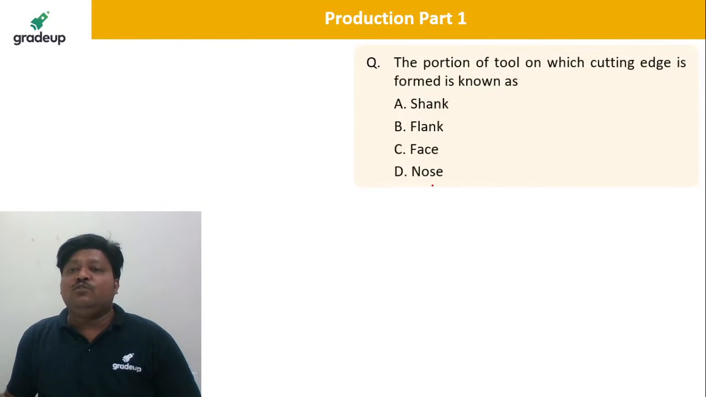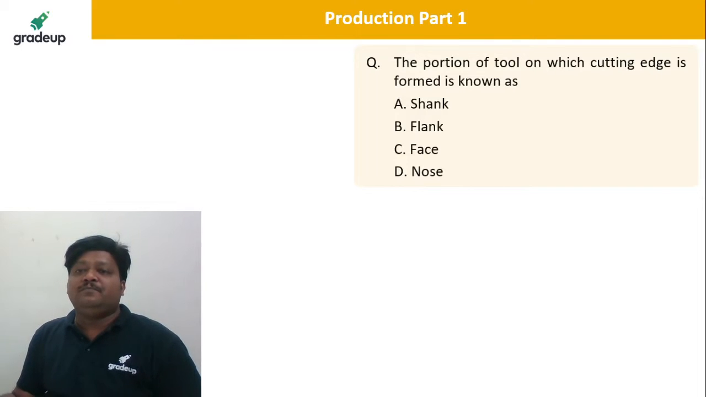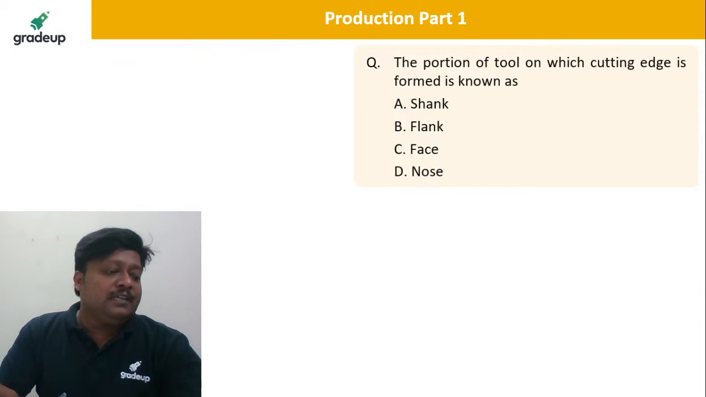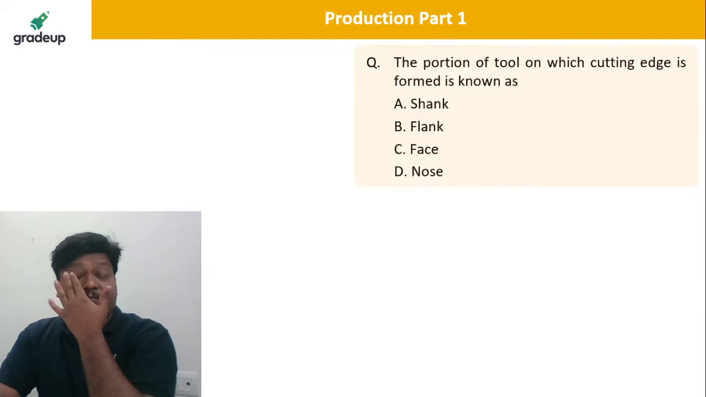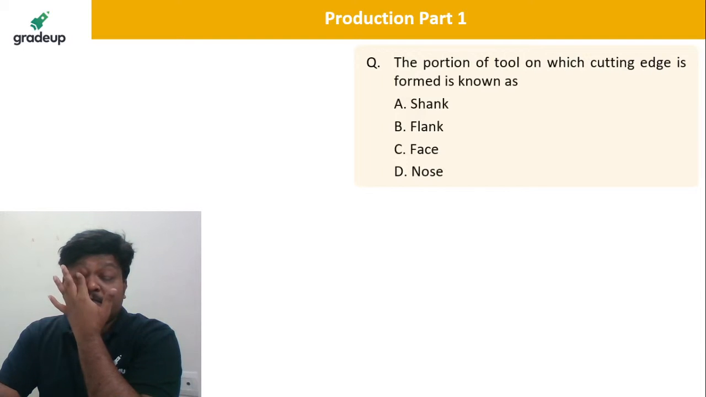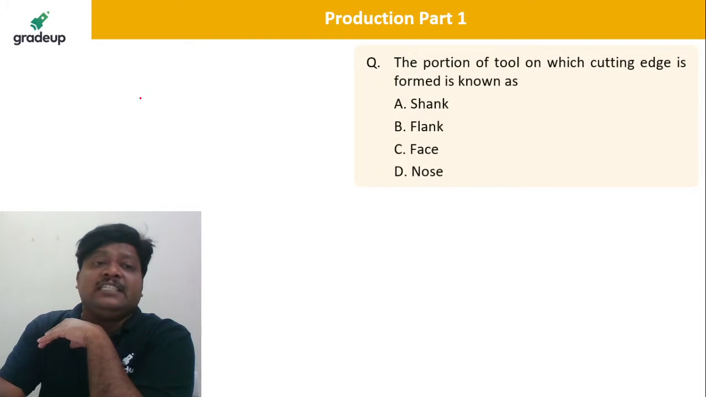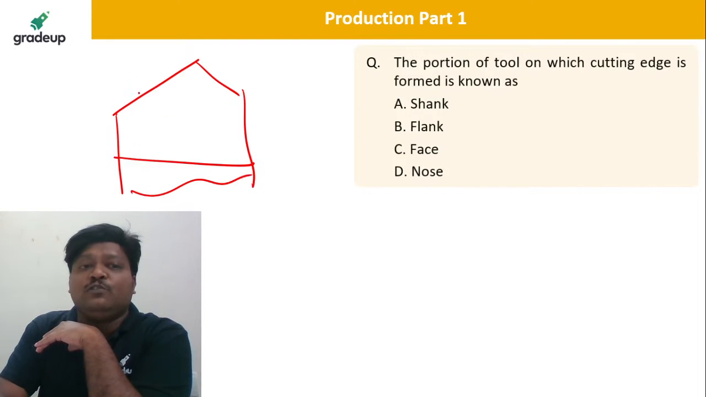The portion of the tool on which the cutting edge is formed is known as... See, this is the cutting edge. This is the single point cutting tool. If I show you, this is the cutting edge where it is forming.